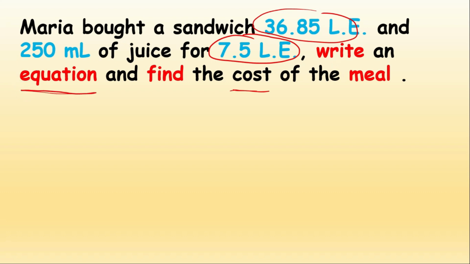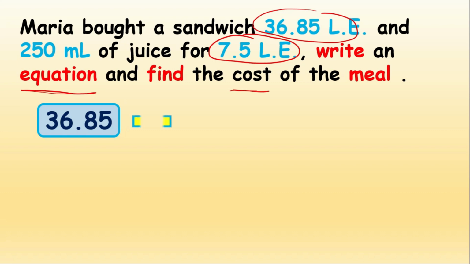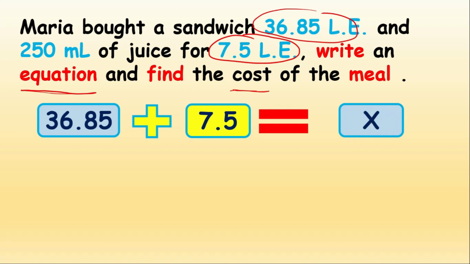Okay, meaning we will solve in equation form first. Got it? So write the first price, 36.85 plus 7.5 to find the total price, which is the value of the variable x. So to find the value of x means finding the cost of the meal, meaning the total.